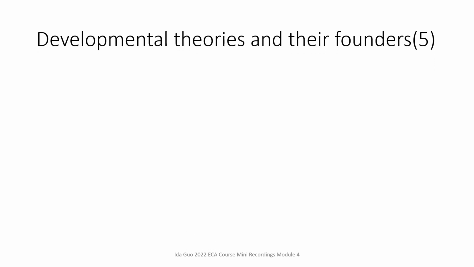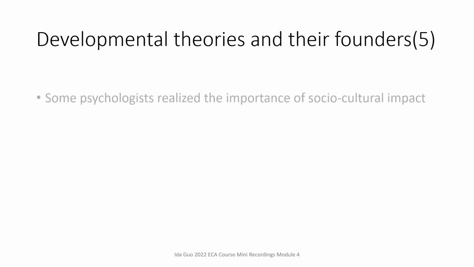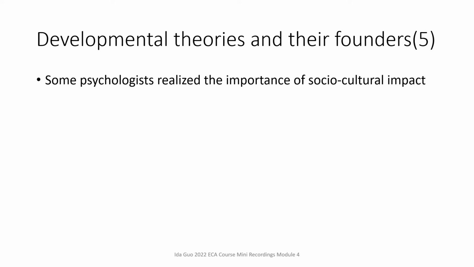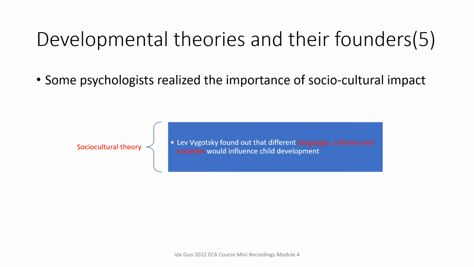Okay, the last two theories. Some psychologists realized the importance of social cultural impact. Okay, so we are going to introduce two Jewish psychologists, and they are really brilliant. The first one's theory is called sociocultural theory. Do you remember his name? Lev Vygotsky. So Lev Vygotsky found out that different languages, cultures, and societies will influence child development.